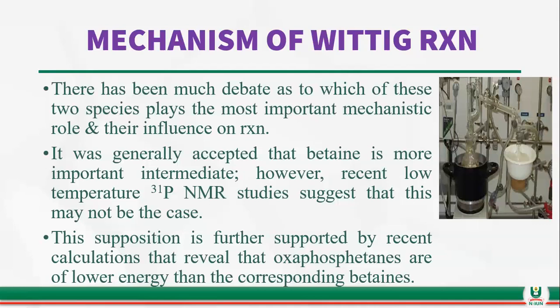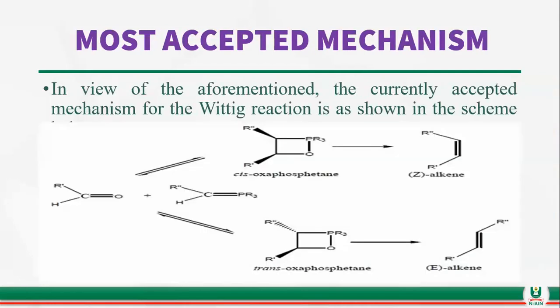Having said that, calculation has also established that oxaphosphetanes are of lower energy, and you know, the lower the energy, the better the stability of the compound. From these two strong points, we have been able to establish that, out of the two intermediates, oxaphosphetane is more important in the most recently accepted mechanism. In view of the aforementioned, the currently accepted mechanism for the Wittig reaction is as shown in the scheme.